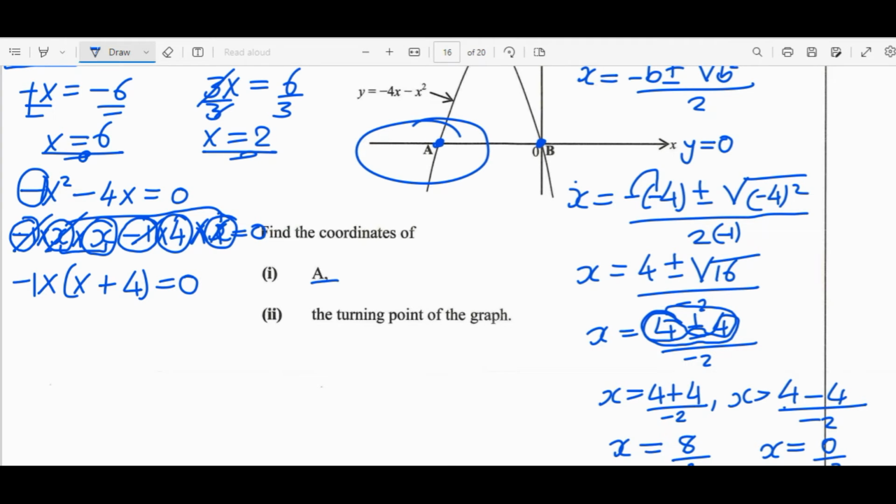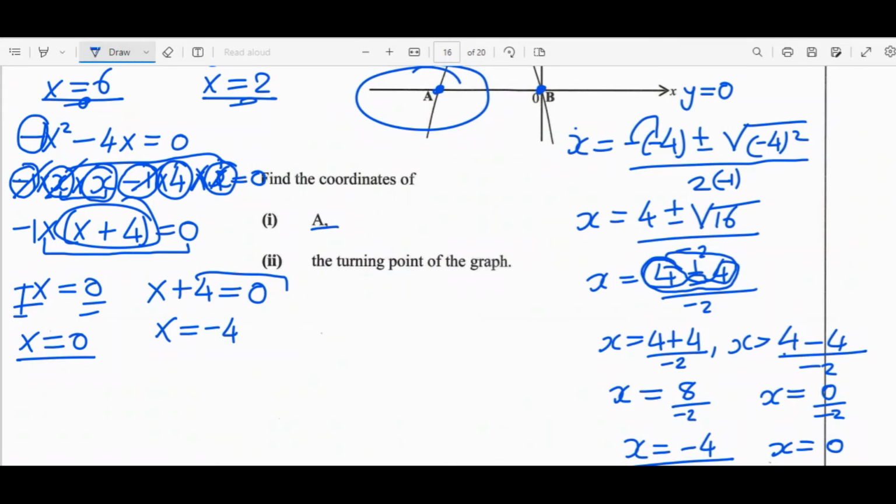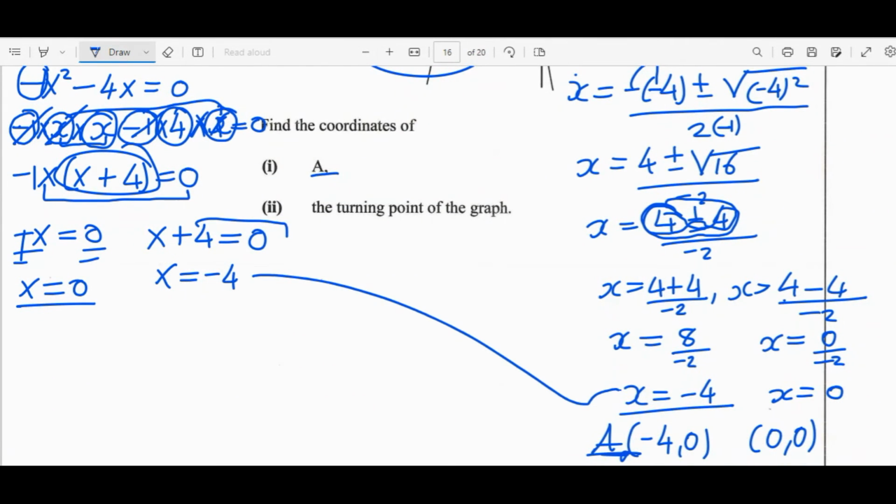So the first one, I'm going to get this part, I equate to 0. So negative x is equal to 0. If I divide by negative, x is equal to 0. Then the other one will be x plus 4. This part is equal to 0. So if I shift this to this side, I'm going to have x is equal to negative 4. As we can see, we are still getting the same values. We are able to get the same values as required.